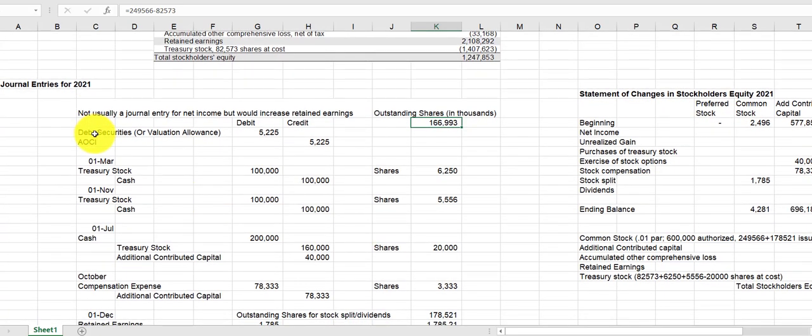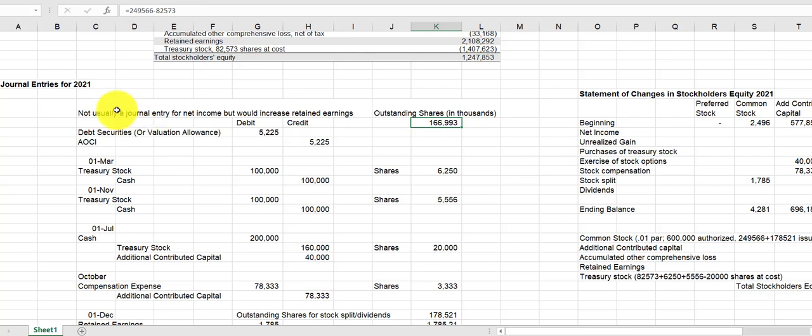Debt securities, or the valuation, we had an increase in our debt securities, an unrealized gain. So we're going to have an increase there, a debit to the debt securities or a valuation allowance, however you're doing your accounting on that. And that's going to also increase our AOCI, or accumulated other comprehensive income.